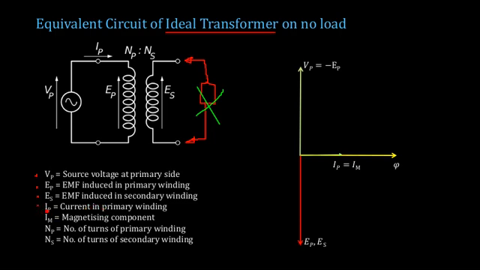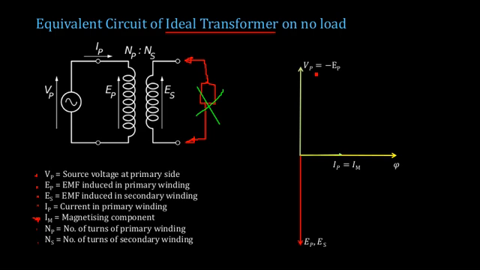Now Ip is the primary current in the primary winding. Once it is connected, some current will be flowing. You should understand that even if your load is not connected, you will have some current flowing. I will tell you why: a small amount of current flows, which will be used for some purpose. Np is the number of turns of the primary winding, and Ns is the number of turns of the secondary winding. We'll come to this magnetizing component a little later.